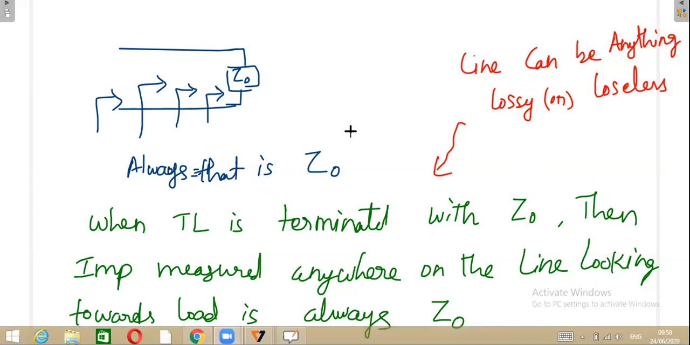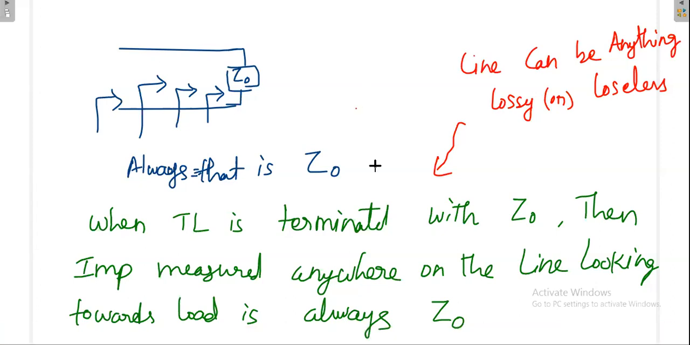Next, for a lossless line, what happens? For a lossless line, how does the equation get modified? If the line is lossless, gamma is equal to only j beta. Instead of gamma, I can substitute j beta. In the previous equation I have gamma; if I substitute j beta, we have already done that derivation. What happens if you substitute in tanh of j beta? That j comes outside simply. If it is cot, then minus j comes outside. If it is tan, simply j alone comes outside.